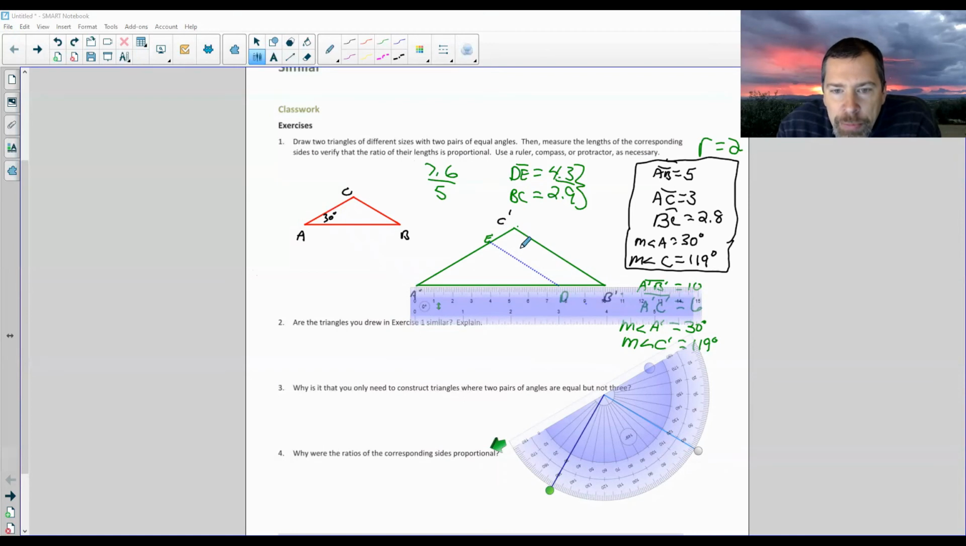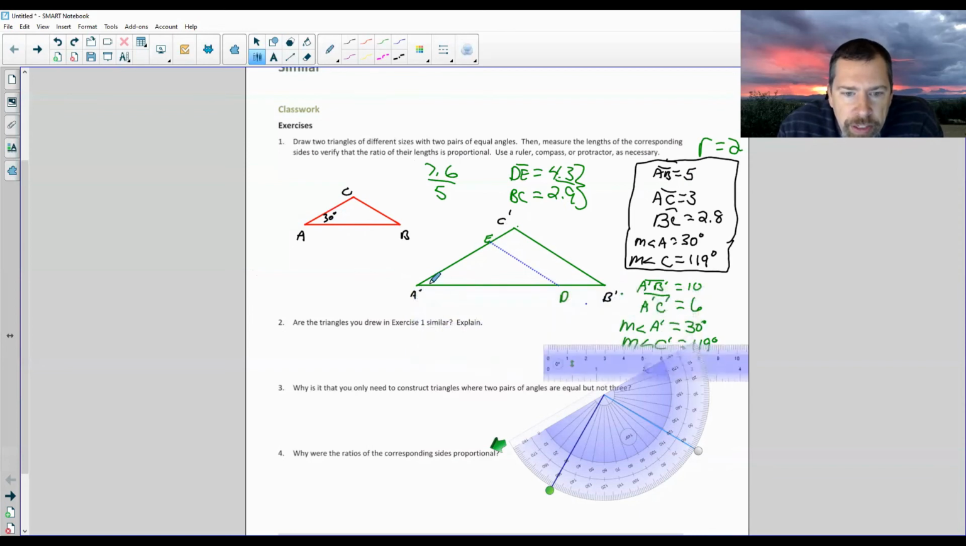And if I went back to my large triangle, A prime B prime has a length of 10. It is 10, and 10 is twice 5. Okay, the measure of angle A is 30 degrees. I made that with the protractor. This here is 119 degrees. This was 119 degrees. And this is 119 degrees.